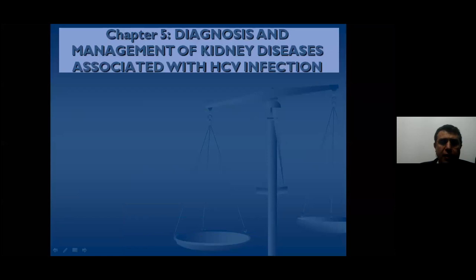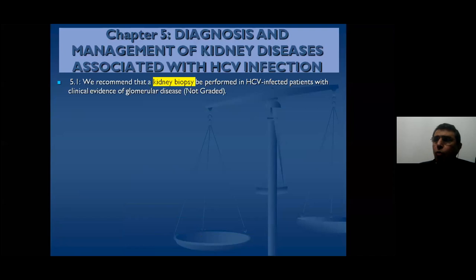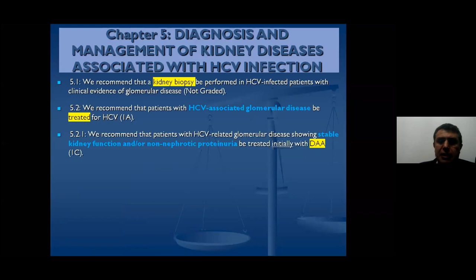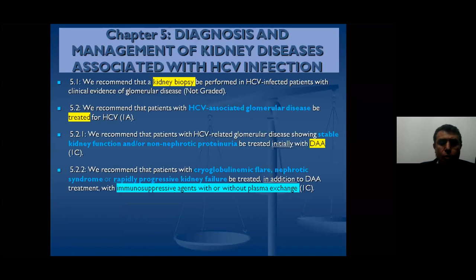What are the recommendations? We recommend the renal biopsy in order to know what we are treating. This is very important. We recommend that hepatitis C virus-associated GN be treated for hepatitis C virus with grade 1A, of course, because the virus is the initiating factor. They recommend that patients with HCV-related GN showing stable kidney function and/or non-nephrotic proteinuria, which means a milder form, be treated with DAAs. And if we have cryoglobulinemic flare, nephrotic syndrome, or rapidly progressive kidney failure, they recommend treatment with immunosuppressive agents with or without plasma exchange.